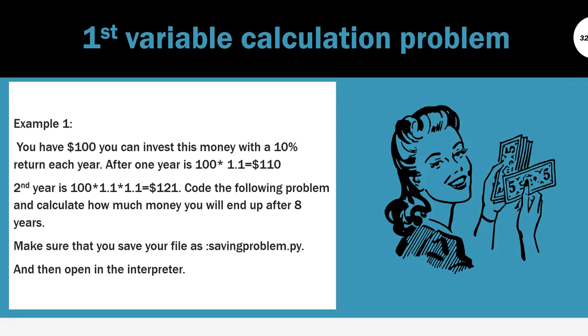Your job will be to code the following problem and calculate how much money you will end up with after 8 years, and then print the solution. Make sure that after you do this in your text editor, whatever your choice, either Notepad or Atom, that you save your file as savingproblem.py so you're able to find it. Then what you're going to do after solving it will be to open it in the interpreter and run the program to see if the program works out. I will go step by step at the end of the chapter.